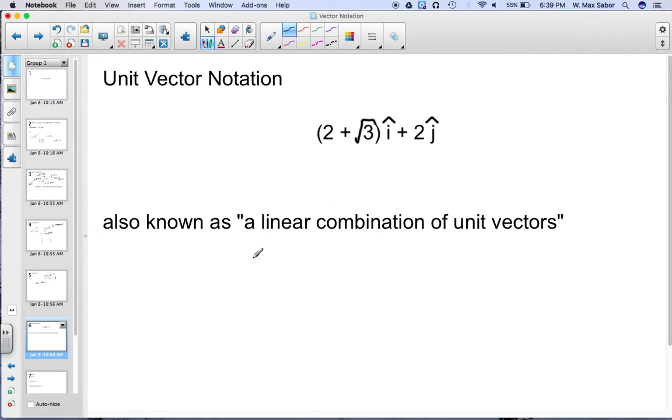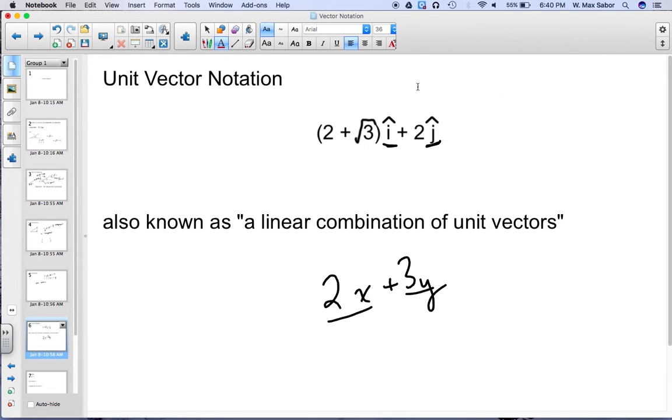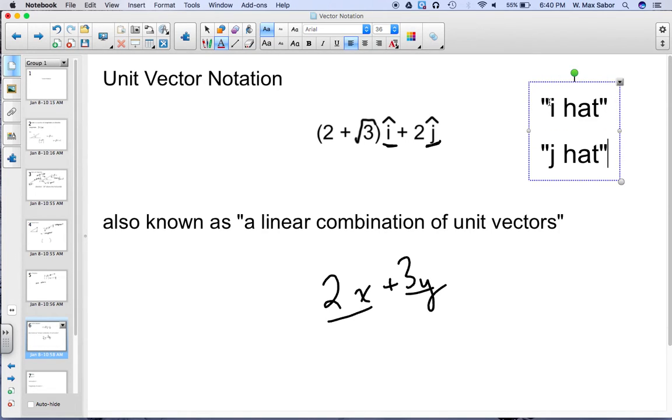We also could call this a linear combination of unit vectors, just like we would say 2x plus 3y is a linear combination of variables because this is linear, this is linear. Overall, it's linear. This is a linear combination of unit vectors. Well, i hat and j hat are unit vectors. So I'm pronouncing that i hat and j hat. You don't have to pronounce it that same way, but that's the way I'm used to pronouncing them.